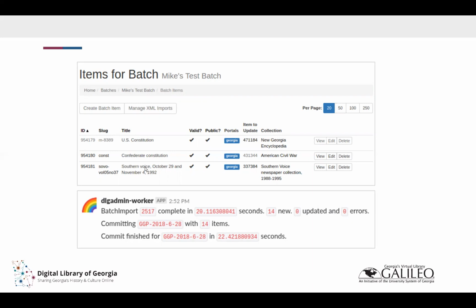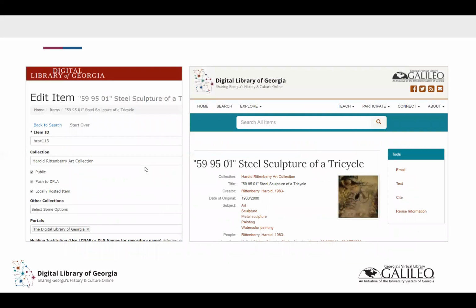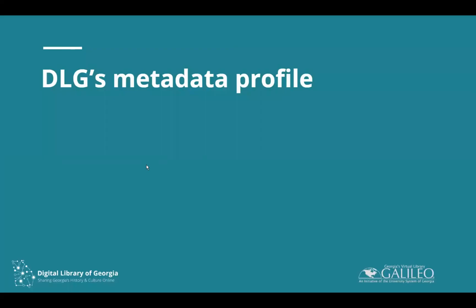And once that is committed, it gets pushed into our metadata management system, which is on the left, and out to the public interfaces that you're probably used to, like the DLG website, the Civil Rights Digital Library. From here, we can edit, change, modify, delete as necessary. So that is very quickly the basic process for getting a harvested set of records into the DLG.